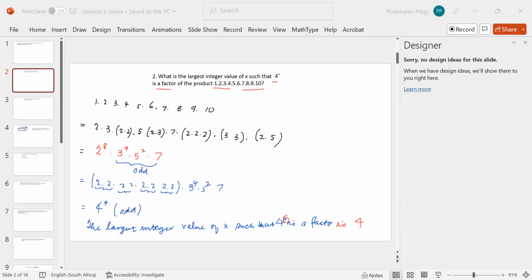So the largest integer value of x such that 4 to the x is a factor is 4. So that is the x. You can't make this any larger because this is an odd number, so you cannot take out 4 from that.